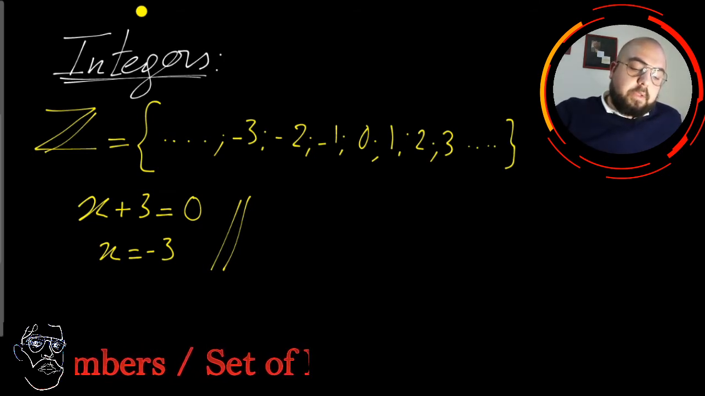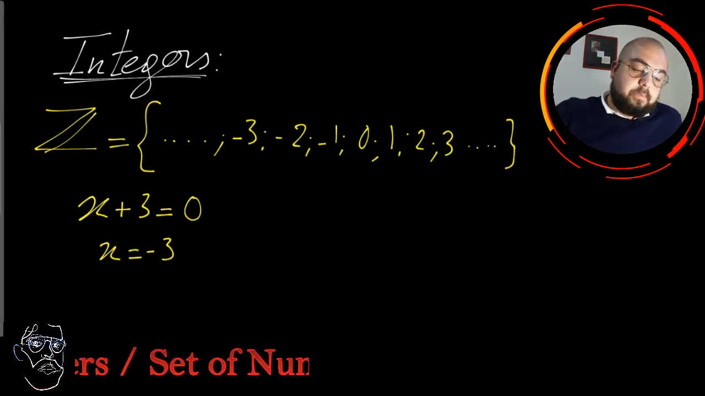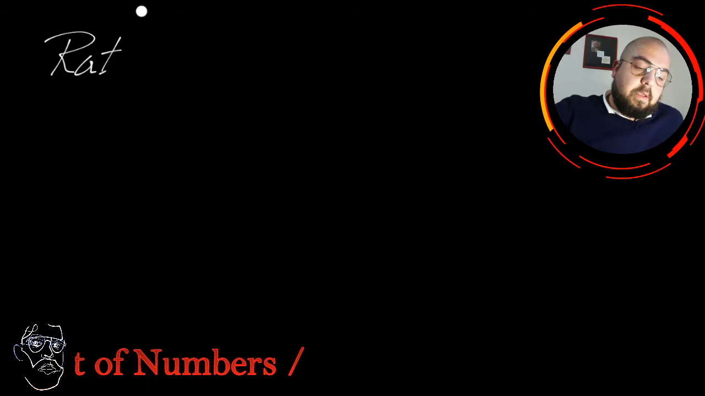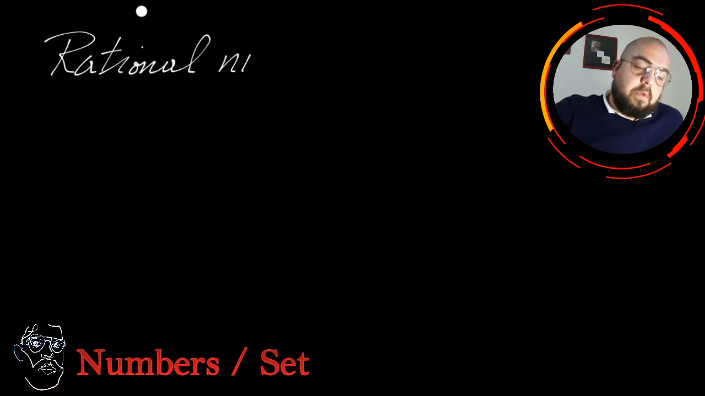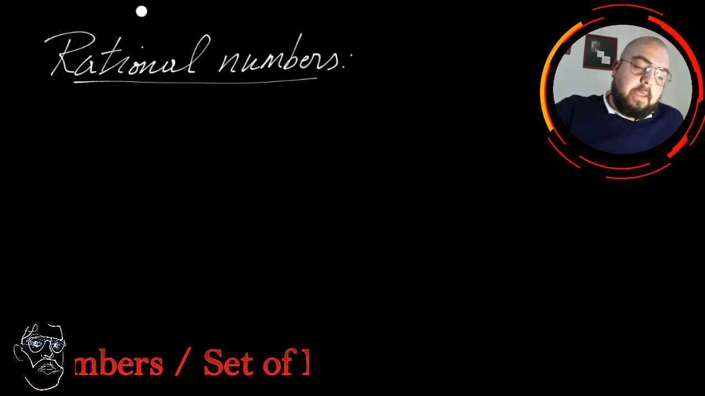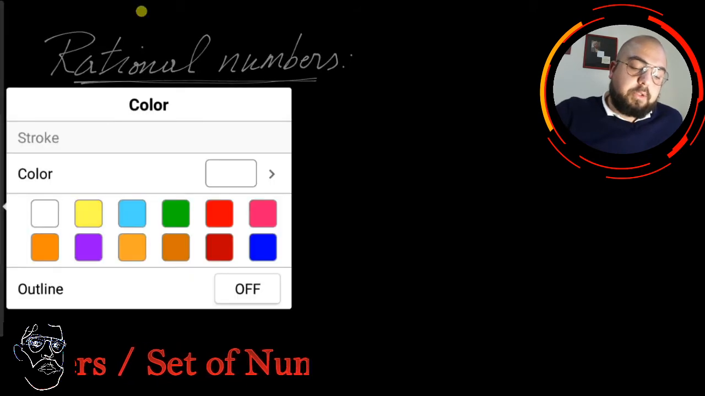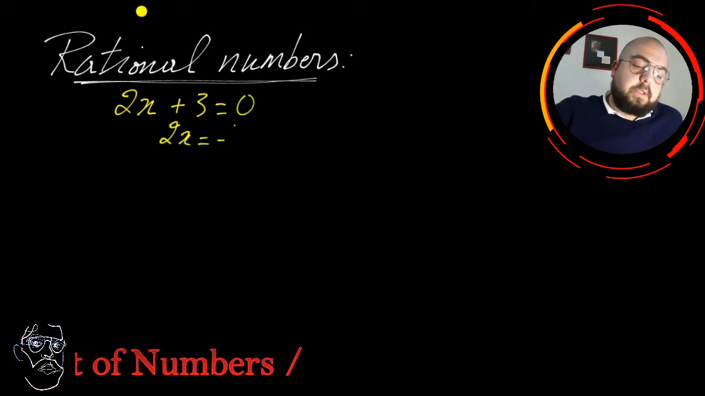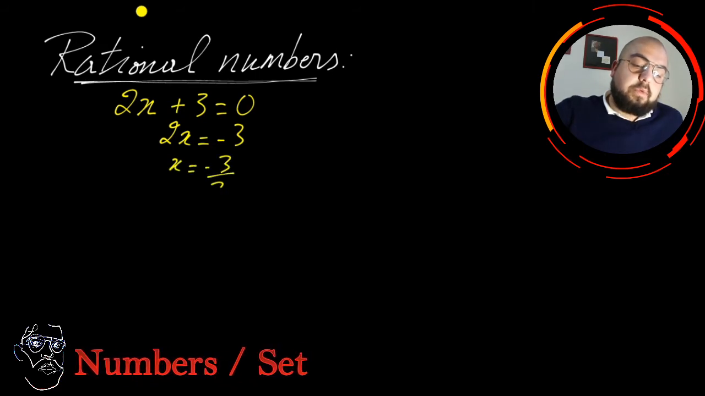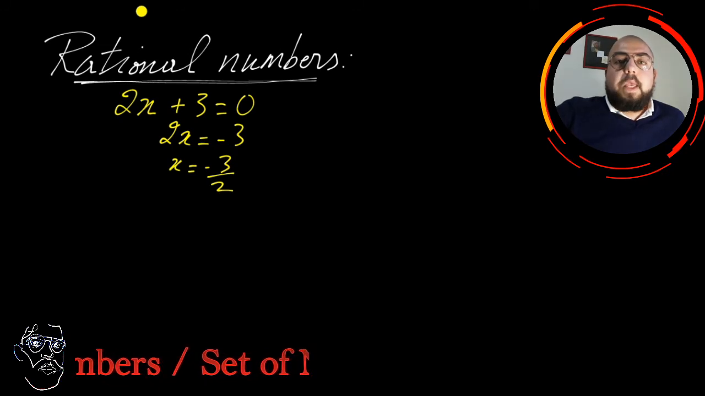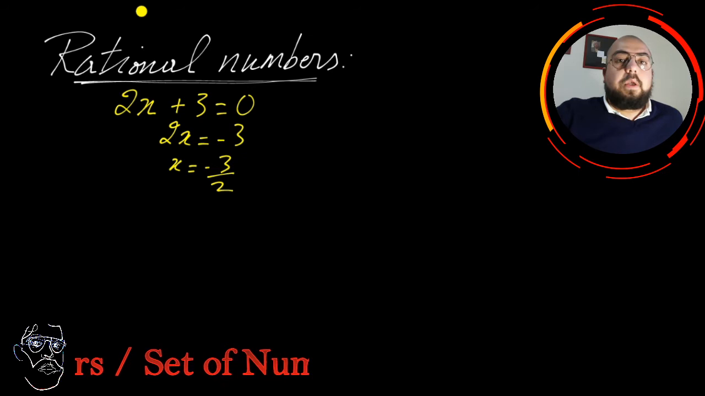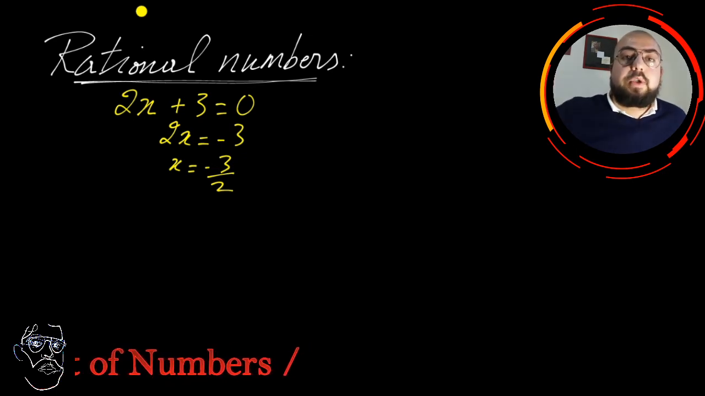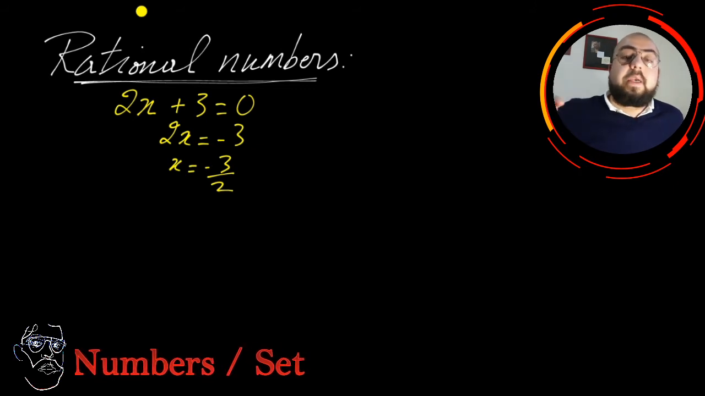Now, what about the following set of numbers, which are the rational ones? So we have rational numbers. For the rational numbers, let's say we have to solve an equation similar to this: 2x plus 3 is equal to 0. You're going to obtain 2x is equal to minus 3, x is equal to minus 3 over 2. Now, minus 3 over 2 is not an element of natural numbers, not even of integers. So it belongs to another set, which is called the set of rational numbers. So I can have fractions, I can have decimals, I can have periodic numbers.